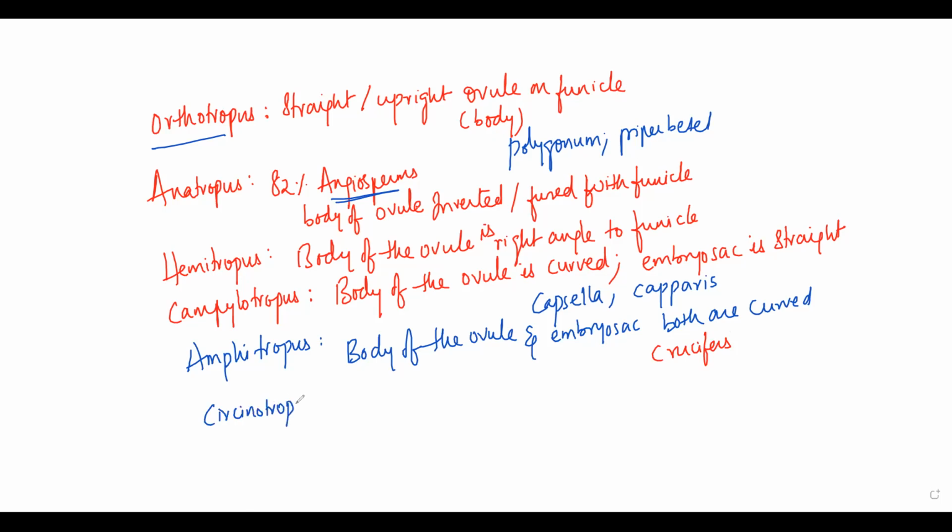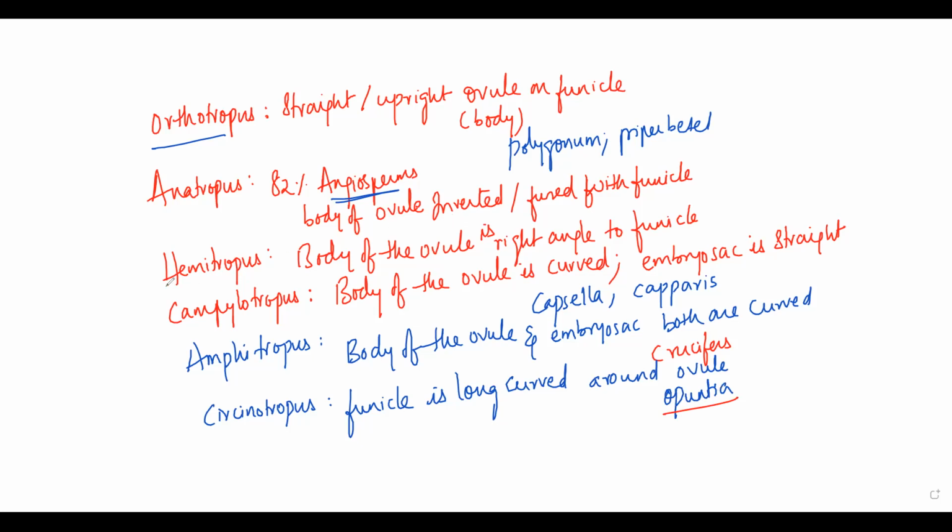And the next thing that we can see is the Circinotropous. What is Circinotropous? The funicle is very long and curved around the ovule, right? Where is this being seen? This is seen in cactus, or what we call Opuntia. So this is the example here, the Opuntia. So try to learn these examples for your examination.